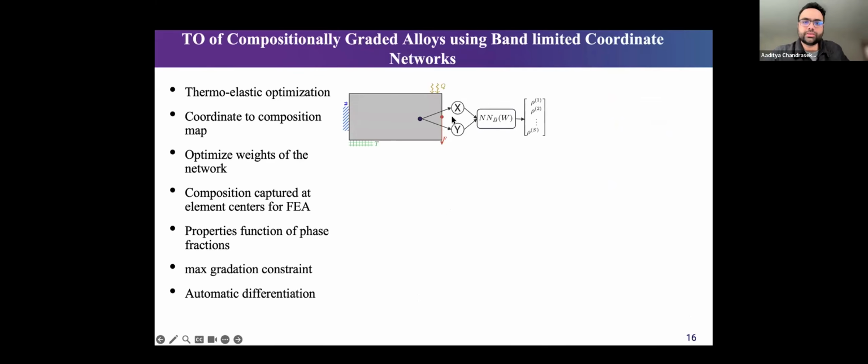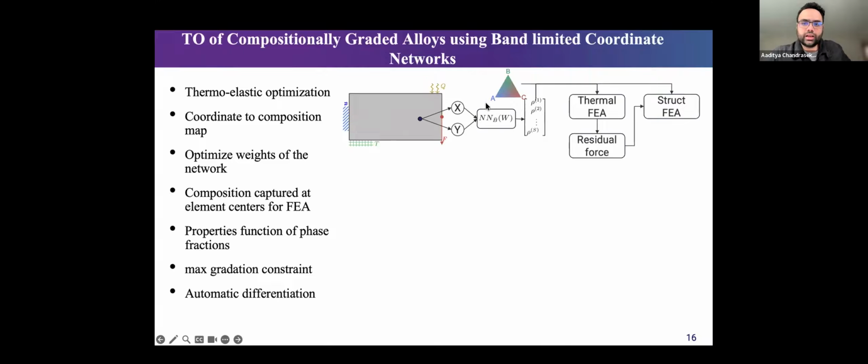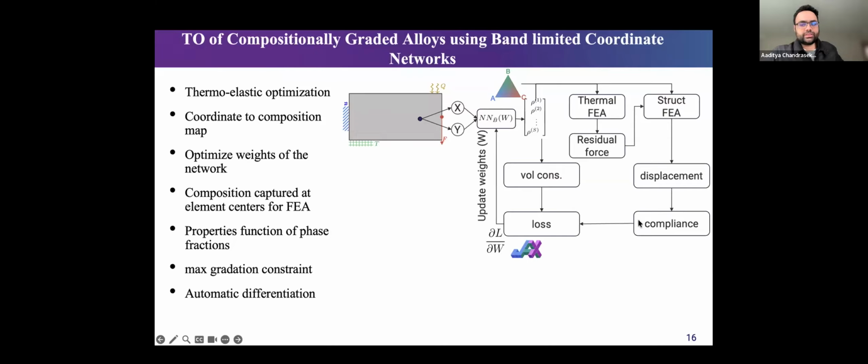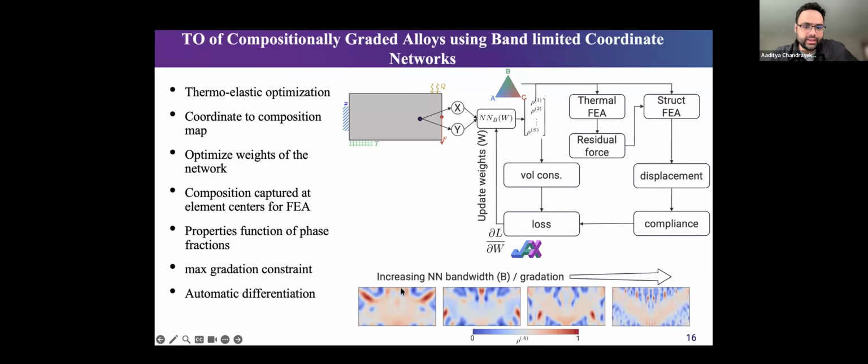So we went with a classic TO framework, but instead of using an element-based representation, we used a band-limited neural network to represent the material distribution at a single point. We did a thermoelastic design optimization. Just to showcase, we did a compliance minimization with a volume constraint, a classic TO problem. The idea is that by tuning the bandwidth of the representation, one can achieve different gradation. As you can see here, it goes from a smoothly graded design to a finely graded design with a lot of gradation, by just tuning the bandwidth of your network.